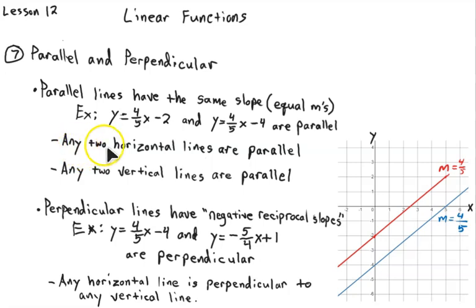Another fact is any two horizontal lines are automatically parallel. Any two vertical lines are automatically parallel. Okay? Now let's talk about perpendicular lines.